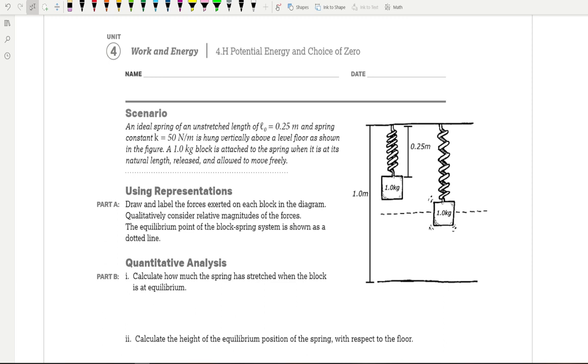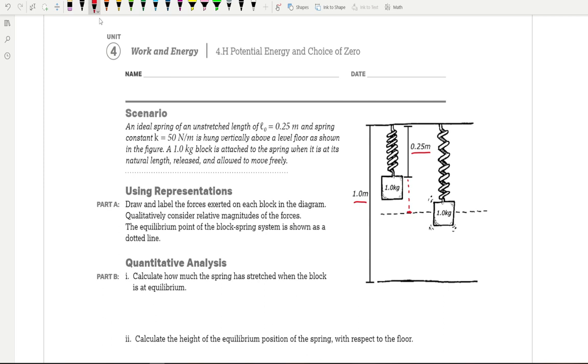A 1.0 kilogram block is attached to the spring when it is at its natural length, released and allowed to move freely. So we've got a couple of distances that we have to worry about here. The first one is that the total height from the ground is 1.0 meters. We also know that the unstretched length is 0.25 meters, and we're going to drop it, and it looks like it drops to an equilibrium position right here.